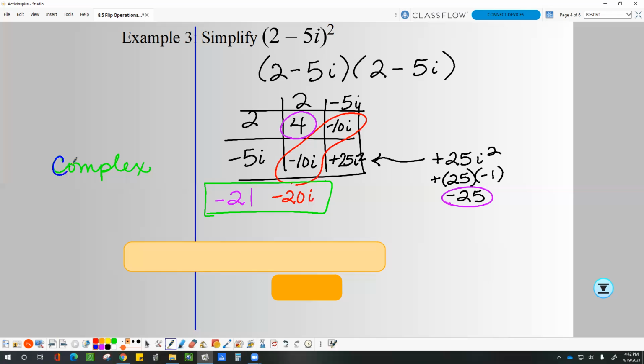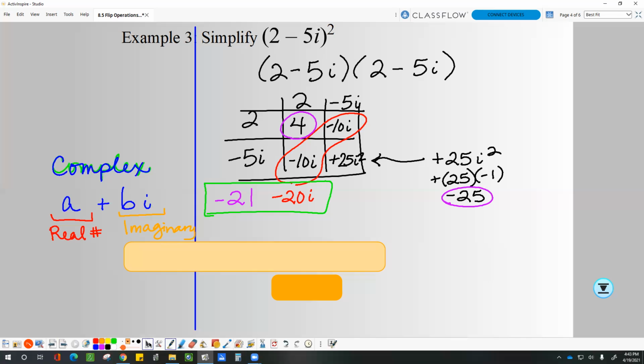A complex number is any number that can be written in the form a plus bi, where this first part is considered the real number, and then the second part is imaginary because it has the i.